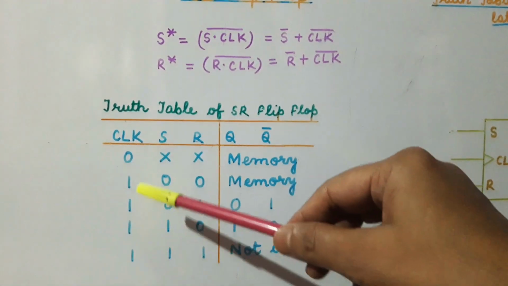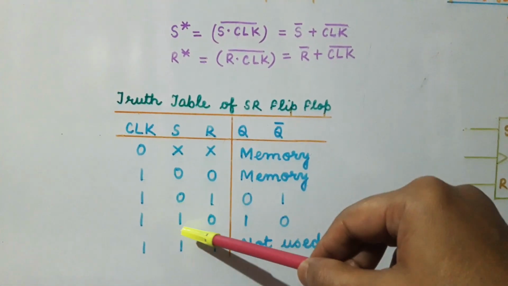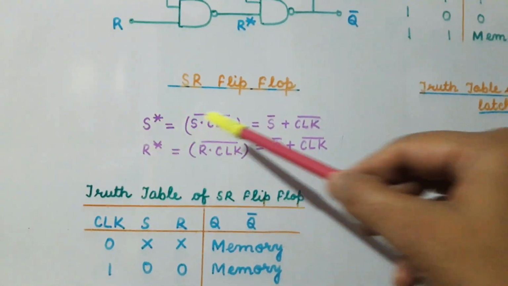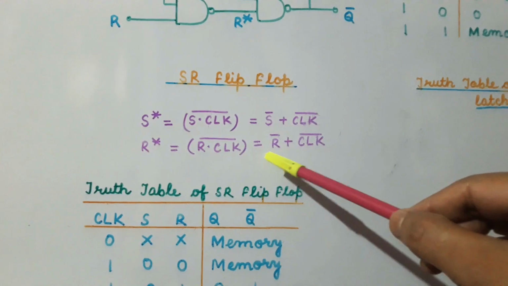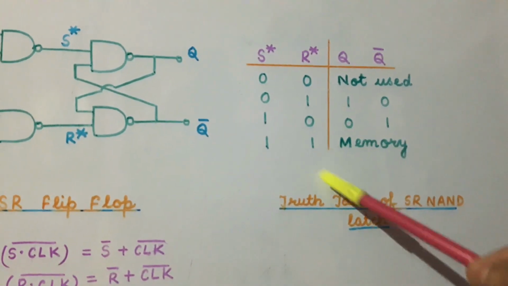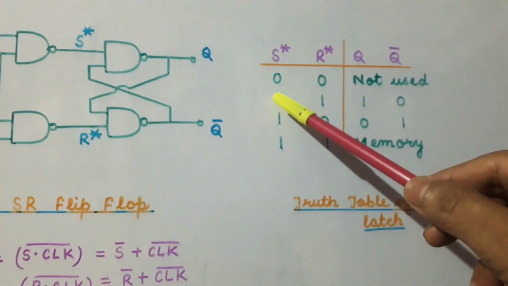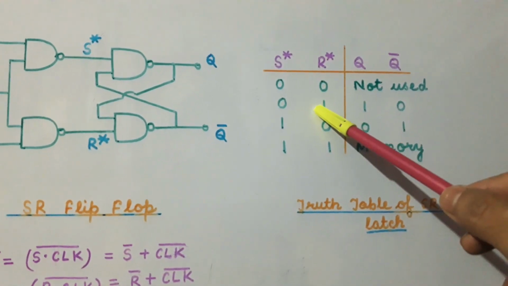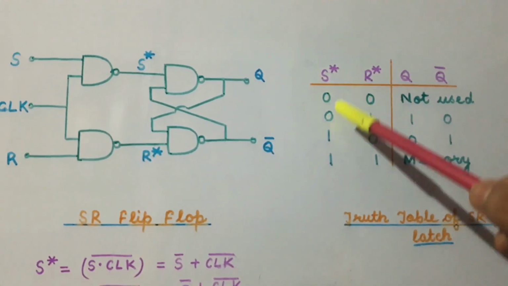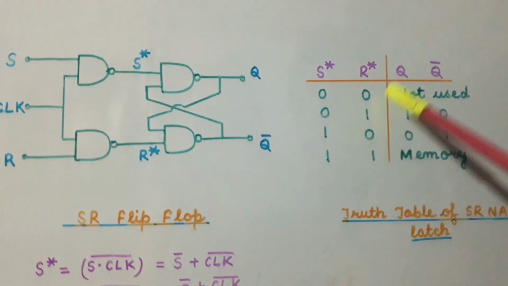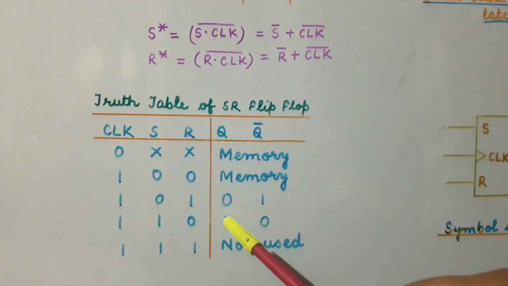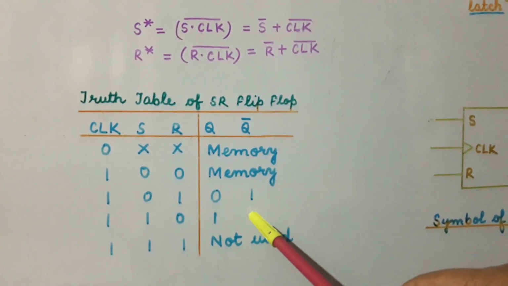Now, let the clock be high and the value of S is 1 and the value of R is 0. Then the value of S star will be 0 and the value of R star will be equal to 1. And from the truth table of the SR latch, we find that when the value of S star is 0 and R star is 1, then the output is 1 and 0. So, in this case, the output is 1 and 0.